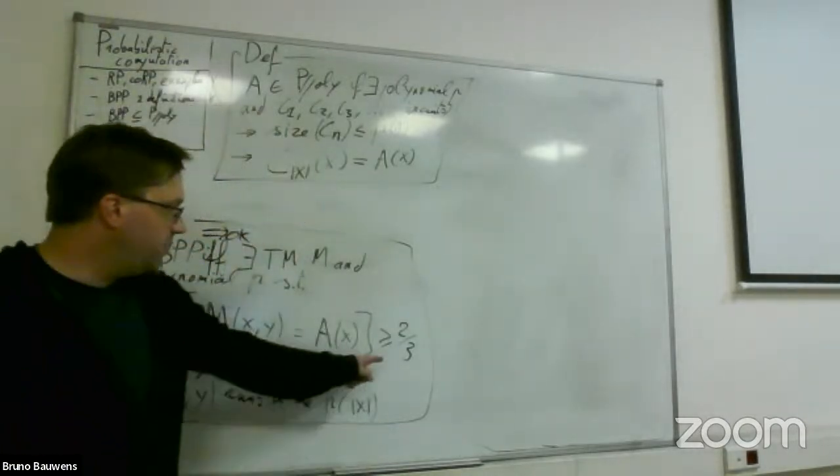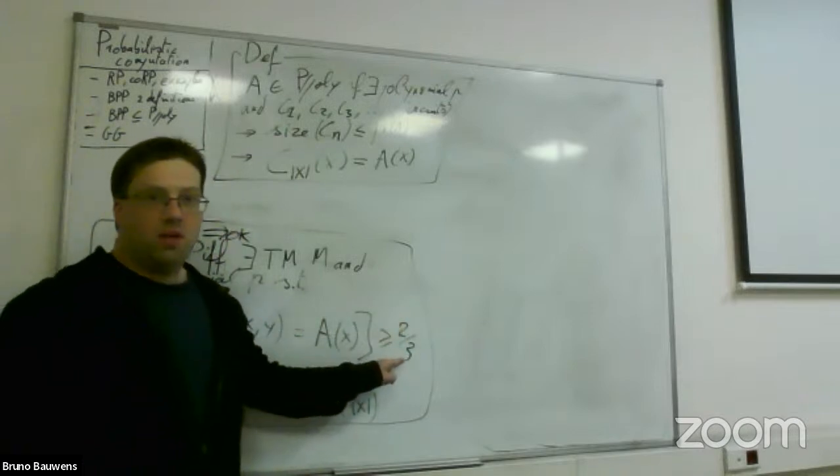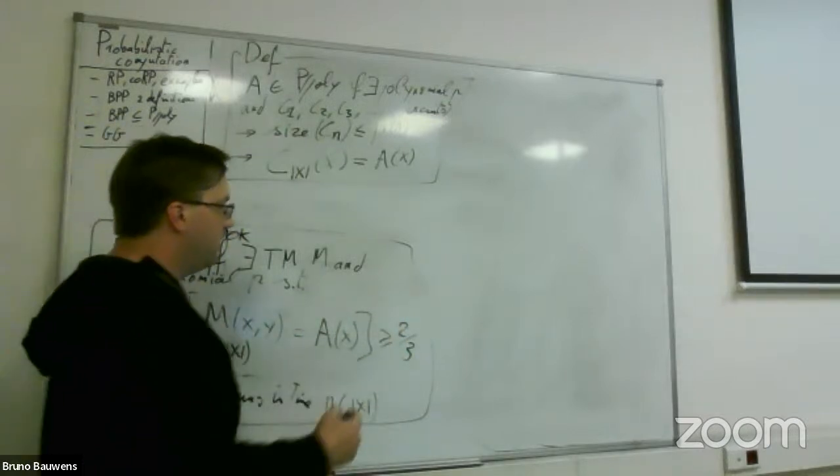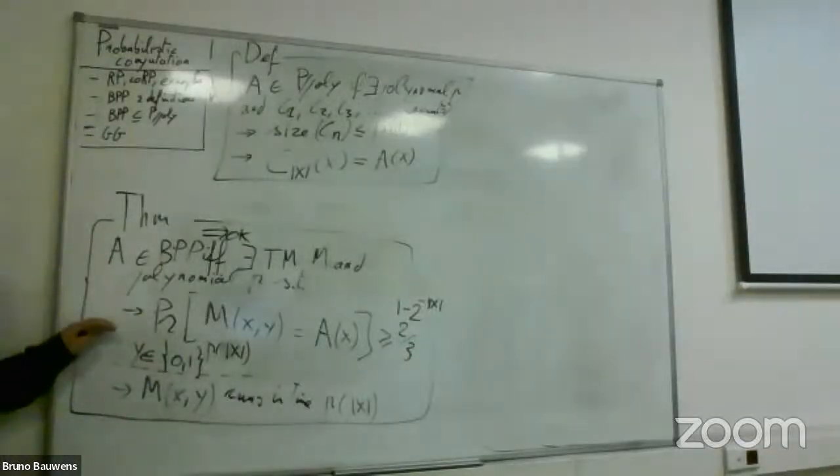So you know that here we have this constant 2/3. We can put anything we want there. We can even put 1 minus 2 to the minus length of x here. This doesn't change the definition. But now we have two-sided error, so we cannot use the same technique as before, but we can use something very similar.